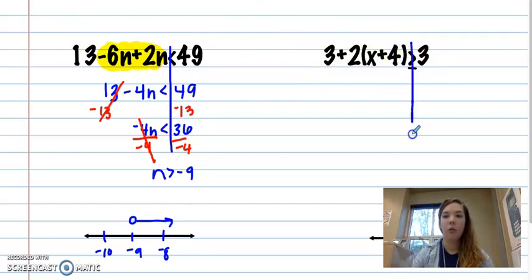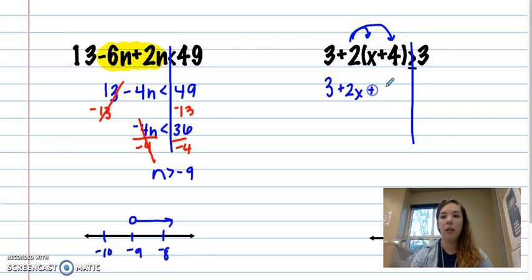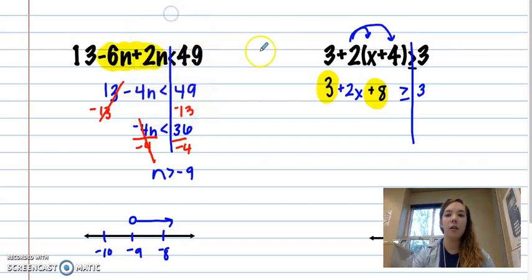All right, this one we do have to distribute because we have the parentheses. So I'm going to do that first. 2 times x is 2x. 2 times 4 is 8. Then I'm going to combine like terms. In this case, my like terms are 3 and 8 because they are both constants. They do not have a variable. So 3 plus 8 is 11.